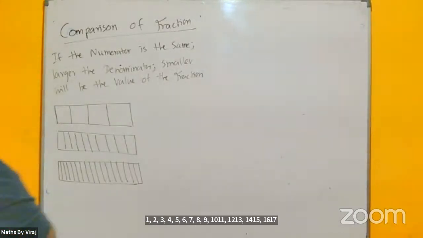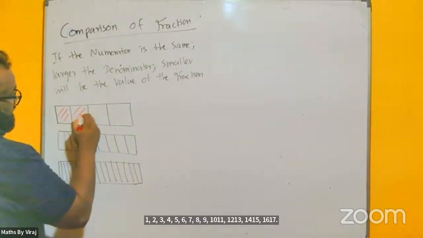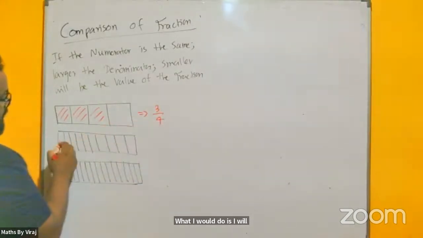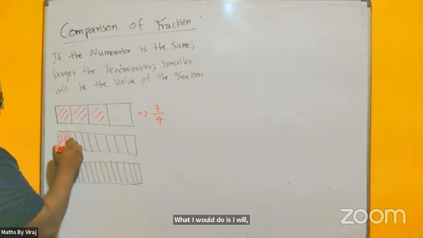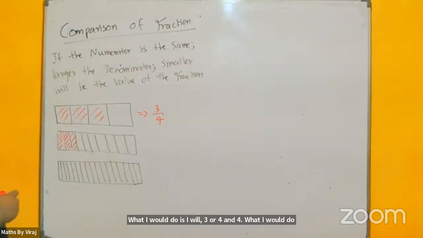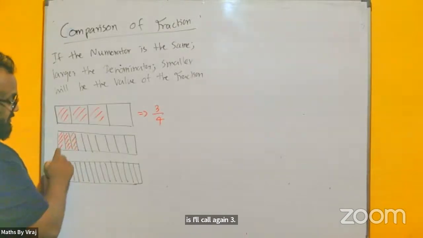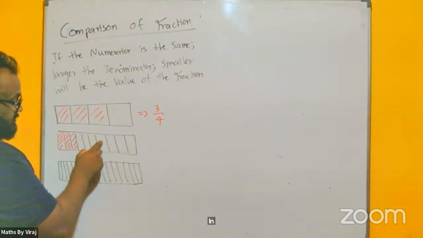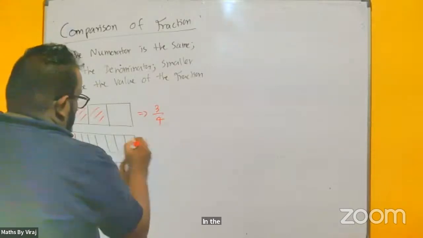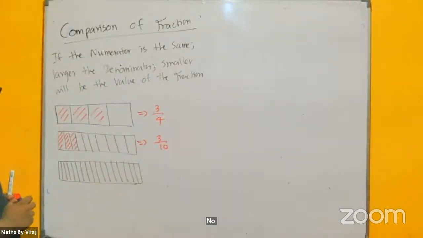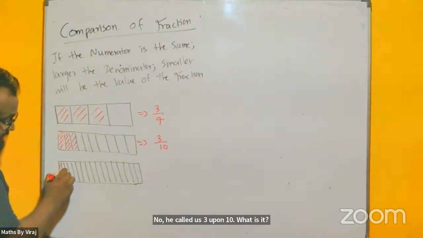What I would do is, I will color 3. What is this now? 3 upon 4. Again I will color 3 in the second slab. We call it 3 upon 10.